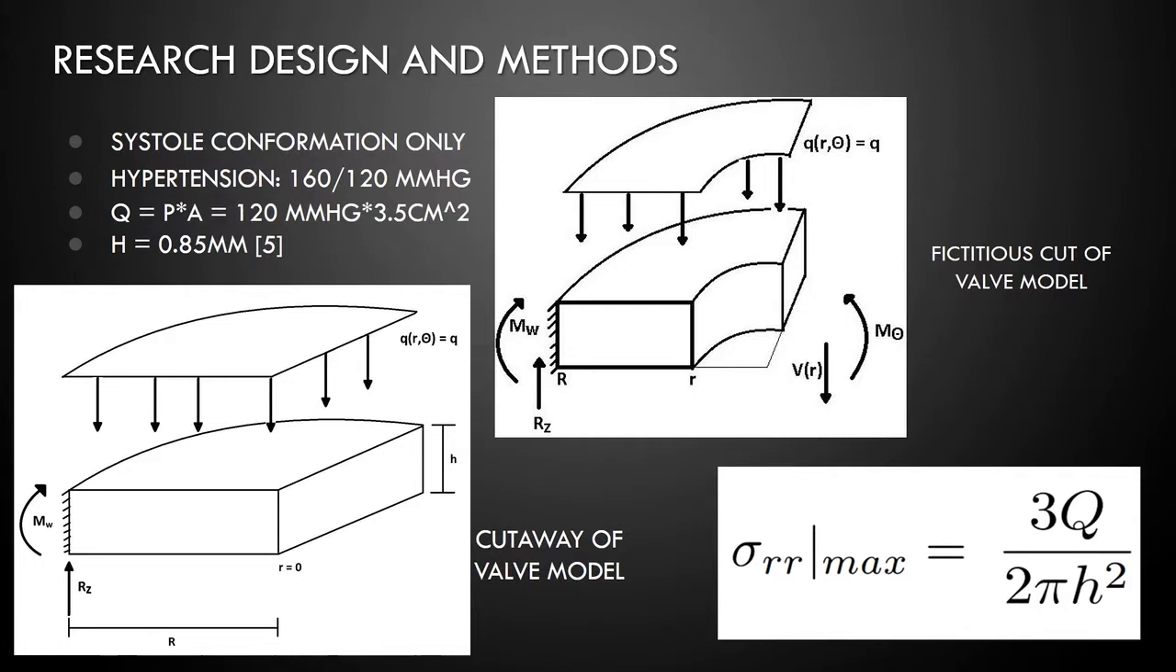We were then able to use values for blood pressure, area of the heart valve, and the thickness of the heart valve found from literature in order to find our final value for predicted radial stress.